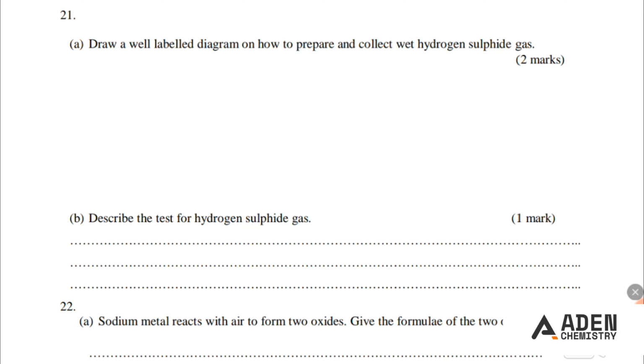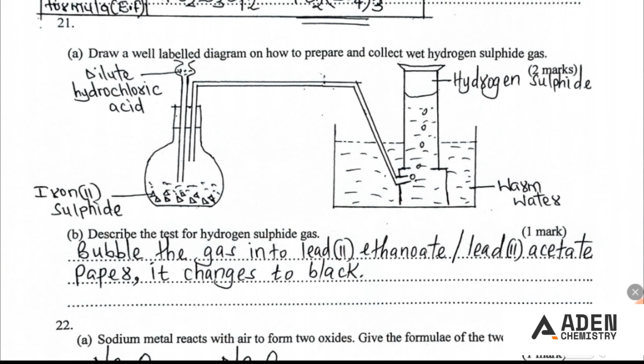So part B, we are told to describe the test for hydrogen sulfide gas. First of all, we bubble or pass the gas into lead 2 acetate or lead 2 ethanoate solution. Then it changes to black due to the formation of lead 2 sulfide. Remember we said most metal sulfides are black in color, and they are also insoluble in water. So that's why we are seeing a black precipitate. So these are the answers for question number 21, part A and also part B.